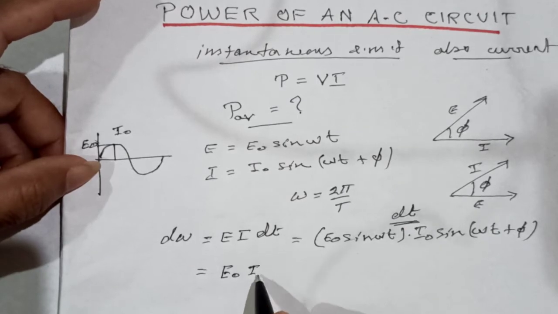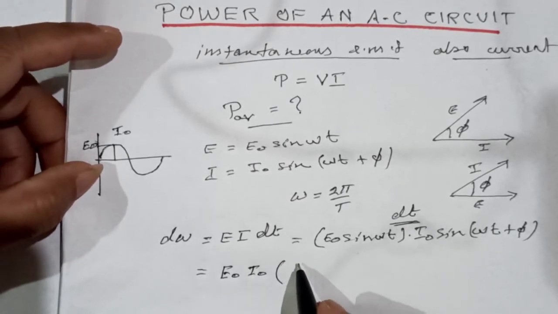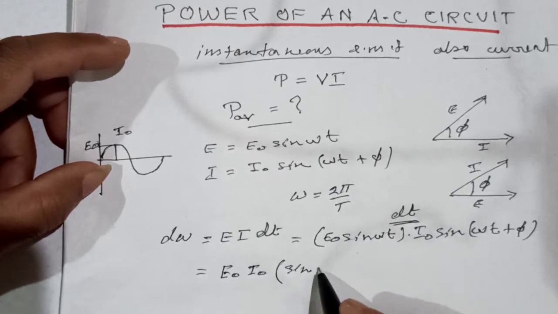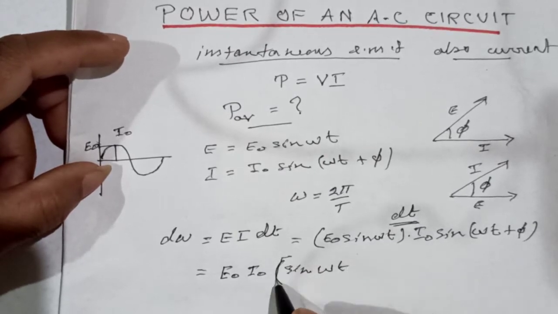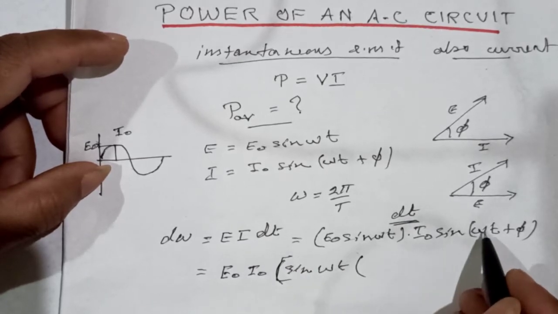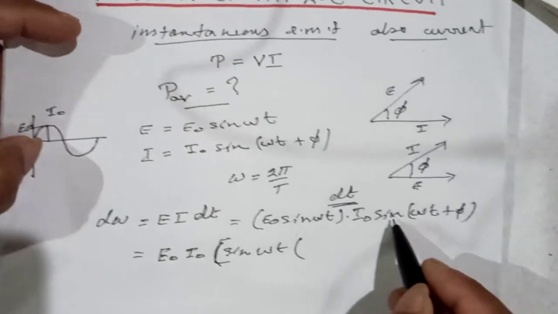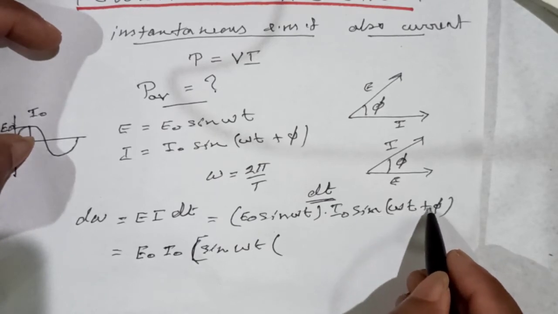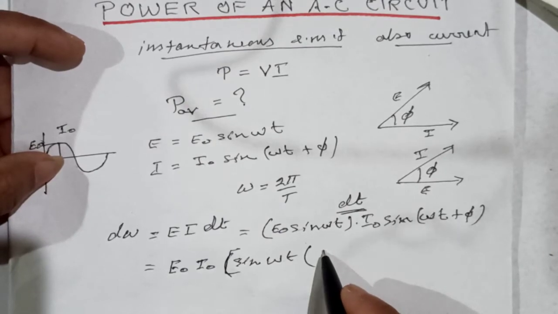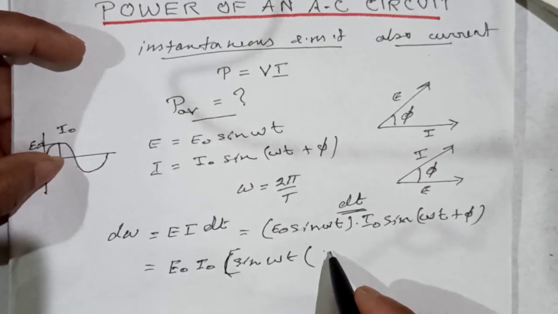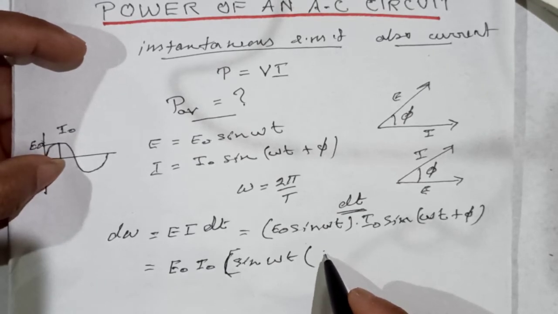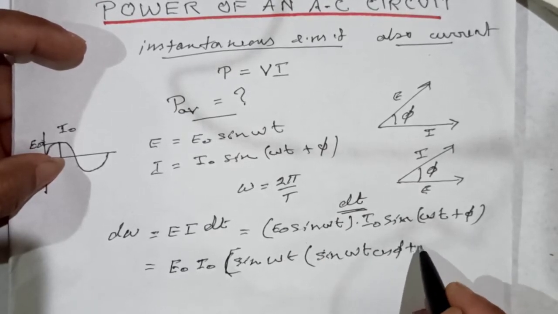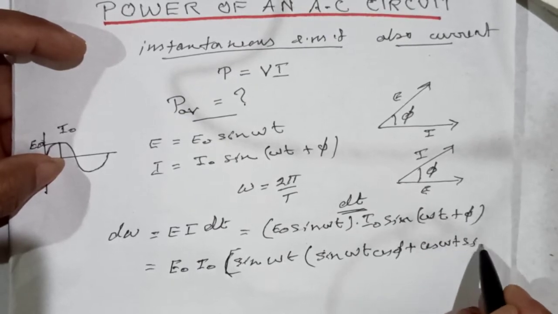So E naught, I naught, we take it outside, and then sine omega t. Okay, sine omega t, let's put a big bracket and then a small bracket here, still sine omega t plus phi, so we can split this. What is sine of a plus b? Sine a into cos b plus cos a into sine b, it's like that. I think you have remembered the trigonometrical functions, isn't it? So we can write like this, sine omega t cos phi plus cos omega t sine phi.